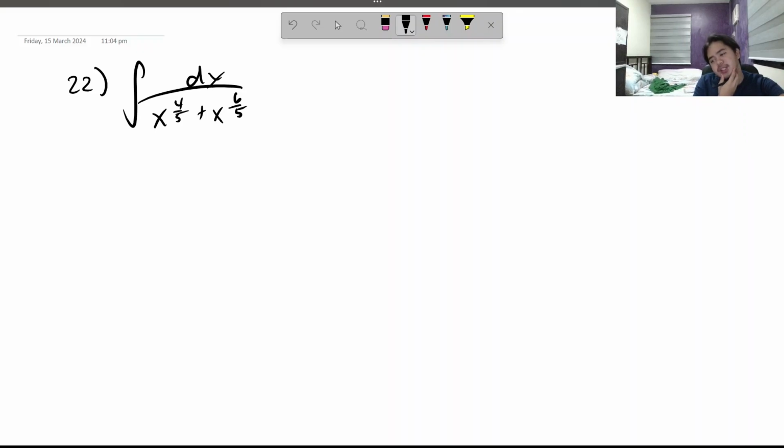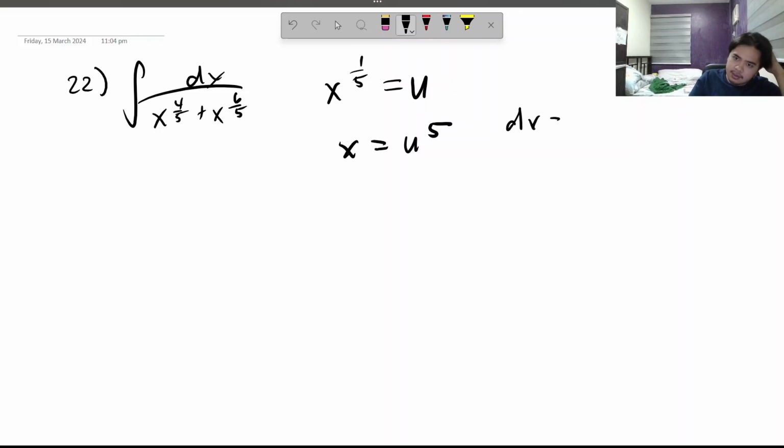What could we do here? That over 5 thing is bothering me. Why not put it to rest by substituting it into u? We can take the 5th power to both sides. So this becomes x equals u to the 5, and then dx is equal to 5u to the 4 du. Alright? So let's do that.